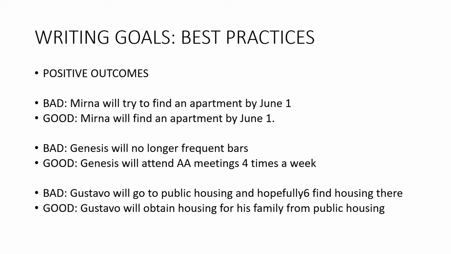Bad would be Genesis will no longer frequent bars. Instead, you want to focus on the positives, which is Genesis will attend AA meetings 4 times a week. Okay, so because she's attending those things, she's not going to go to those bars. So it kind of means the same thing, but we want to state it in positive ways. Bad would be Gustavo will go to public housing and hopefully find housing there. Instead, you want to say Gustavo will obtain housing for his family from public housing.